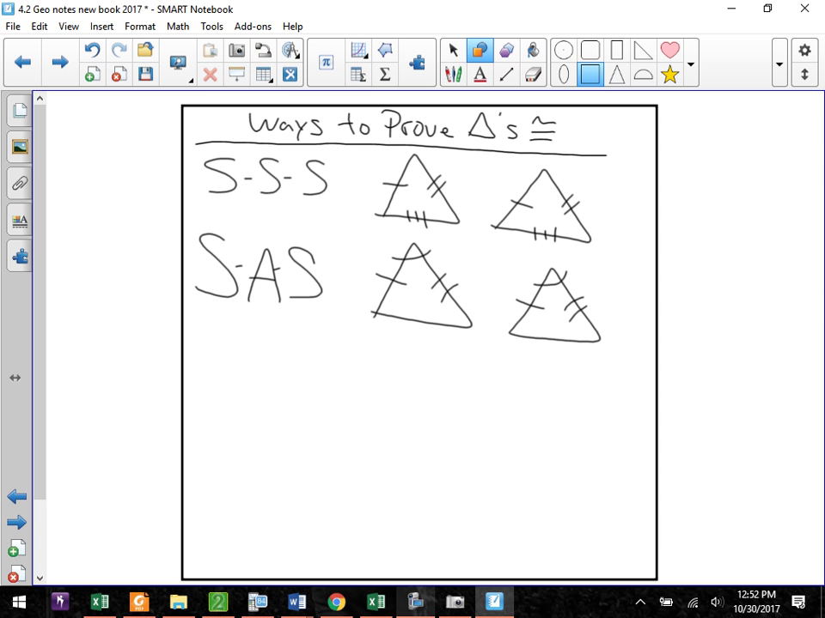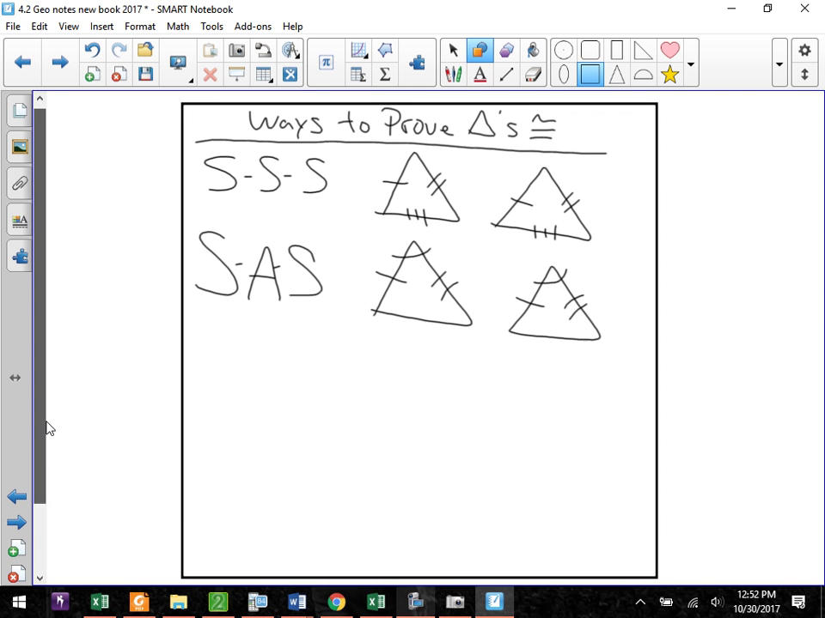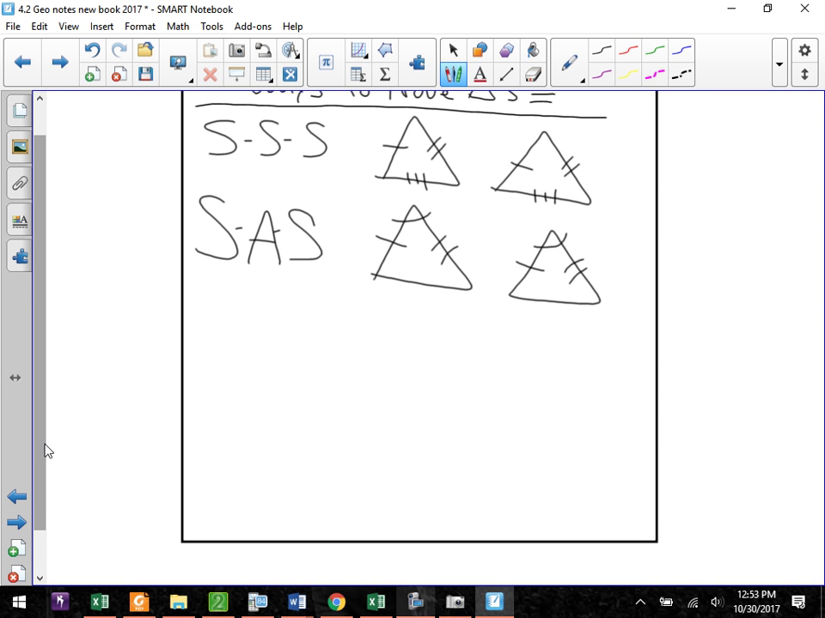Now, like I said, tomorrow, Wednesday, we're going to add to it. We're going to add in angle, side, angle; angle, angle, side; and hypotenuse, leg. So you see what I'm saying? We'll have five of them. There's going to be other ways of doing this.